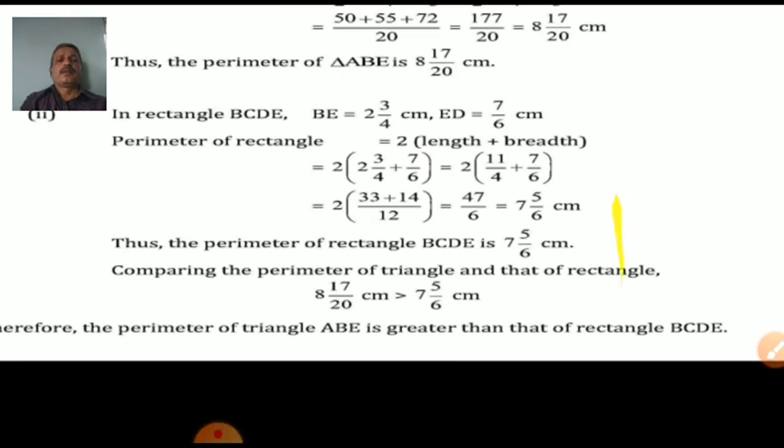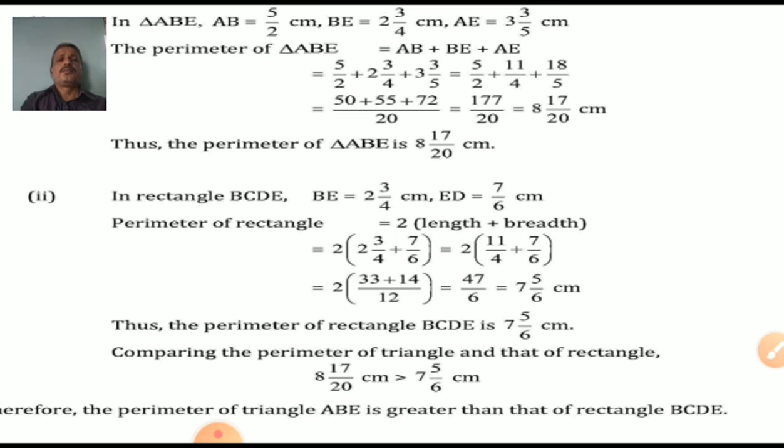Okay. So here, which is bigger, rectangle or triangle? Comparing both the answers, we can say the perimeter of triangle AB is greater than that of rectangle BCDE. Okay.